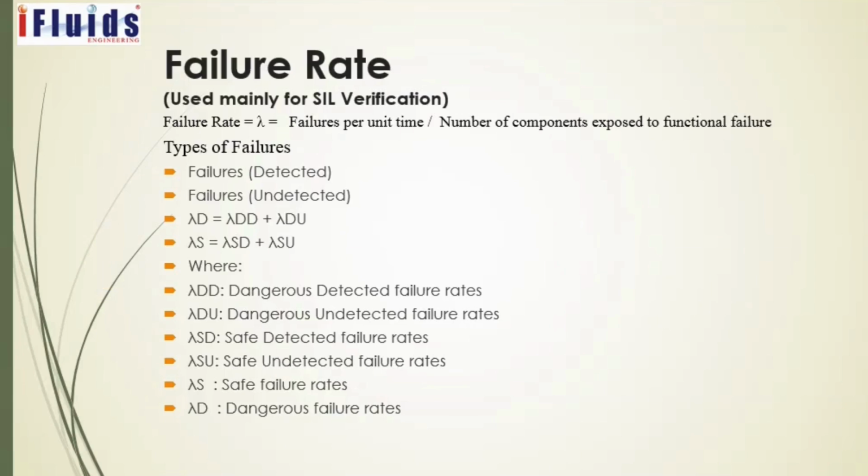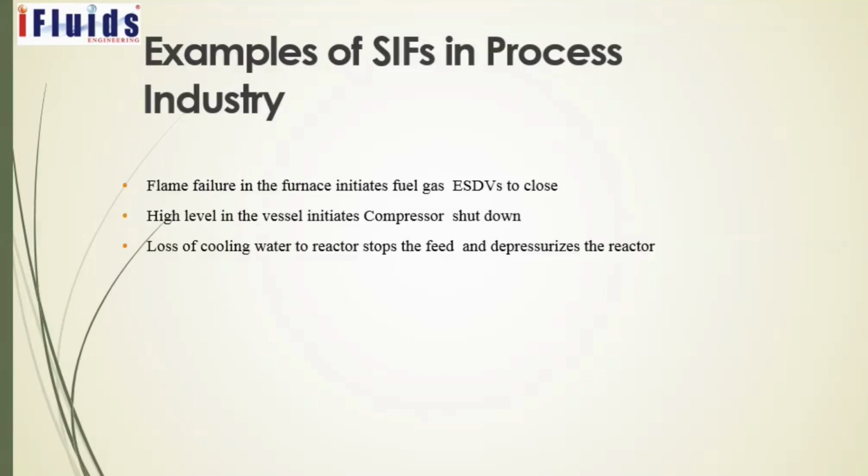So failure rate. This is also mainly used for the SIL verification. So failures detected, undetected, and this lambda D is dangerous detected and dangerous undetected, the sum of it. So we are not going to use these things in the SIL assessment. Just for an idea, I will leave it to you for going through this.